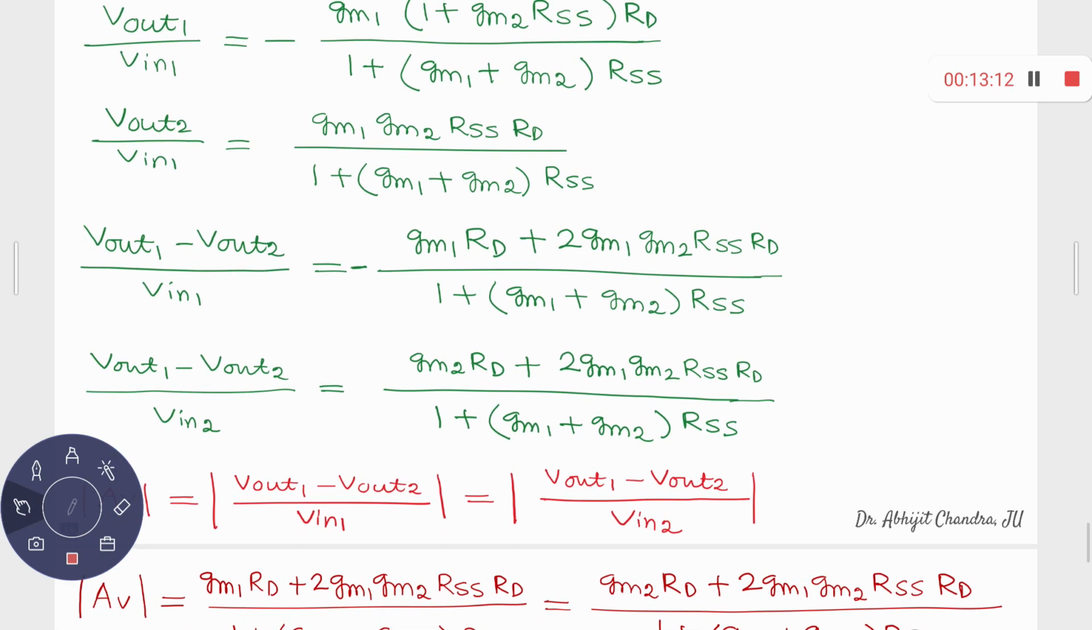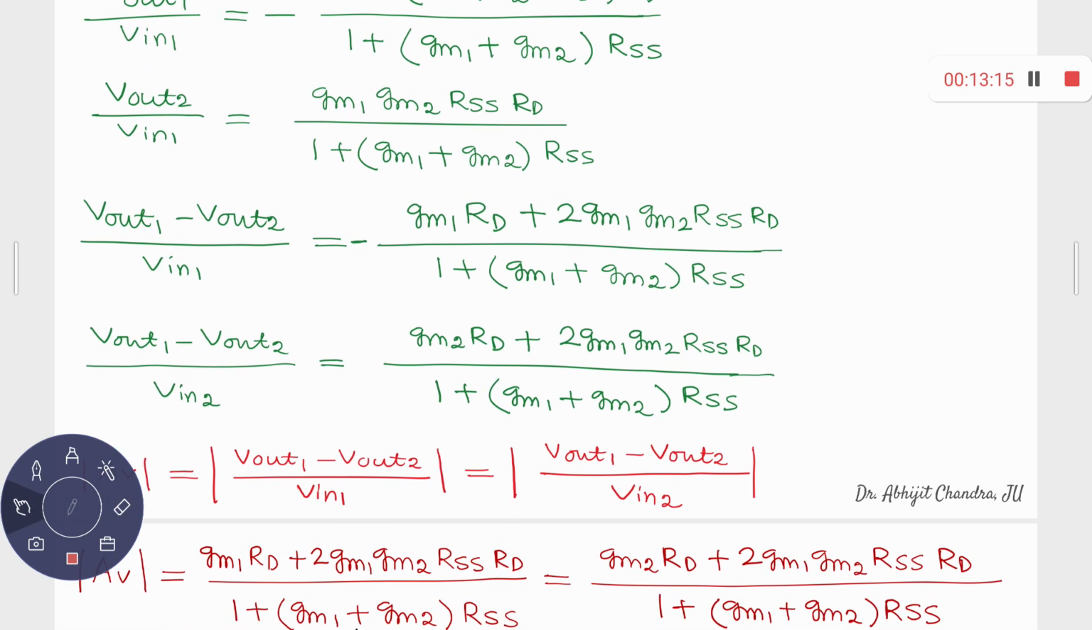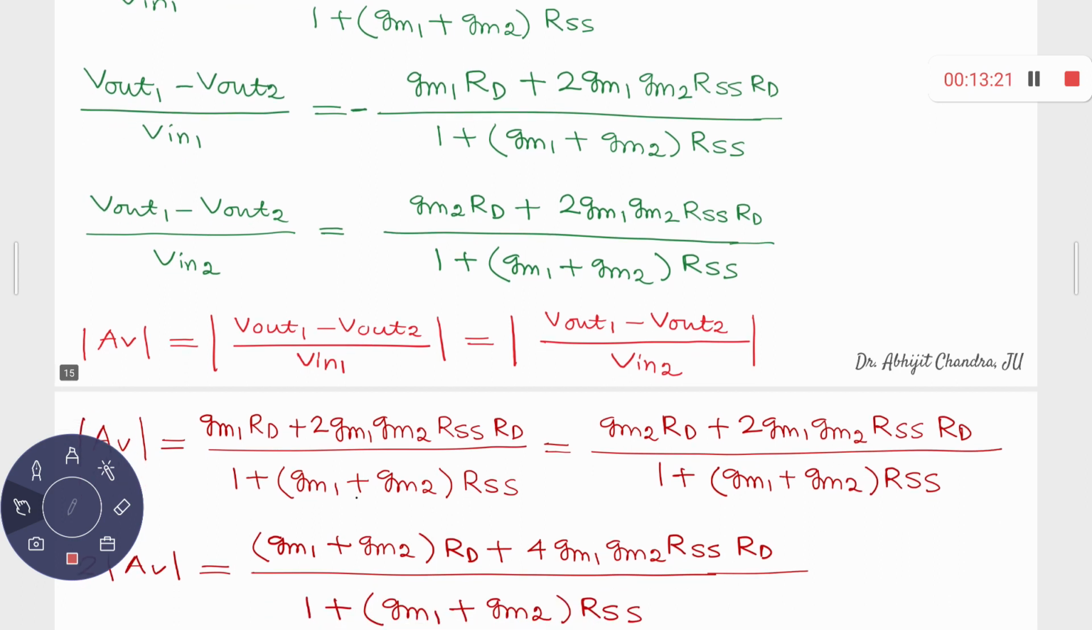So mod of V out 1 minus V out 2 upon V1 must be equal to mod 1 minus V out 2 upon V2. And let me call this mod AV. So mod AV is given by this one, GM1 RT plus twice GM1 GM2 RSS RT upon this entire thing. And that is also equal to GM2 RT plus twice GM1 GM2 RSS RT divided by this entire thing. These two are same, mod AV, because mod AV is equal to this, is equal to this. I am just mentioning the mod.